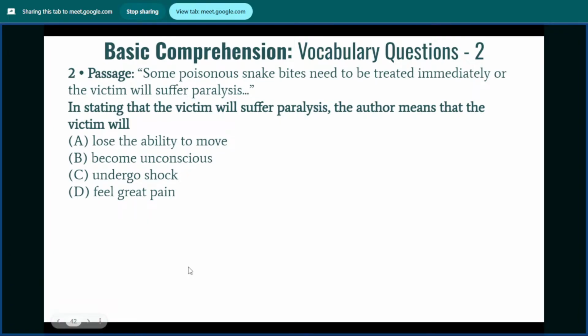Some poisonous snake bites have to be treated immediately or the victims may die. A. Yes, that's correct again. Very good.